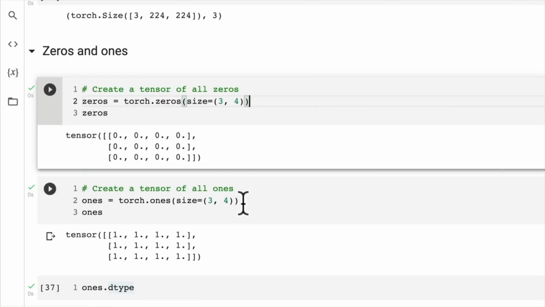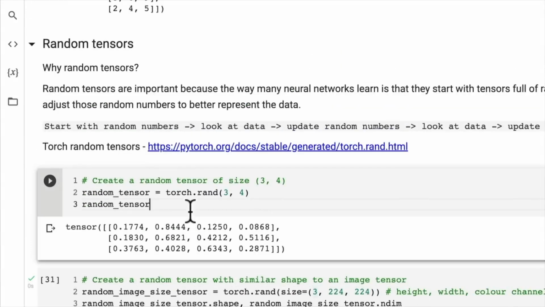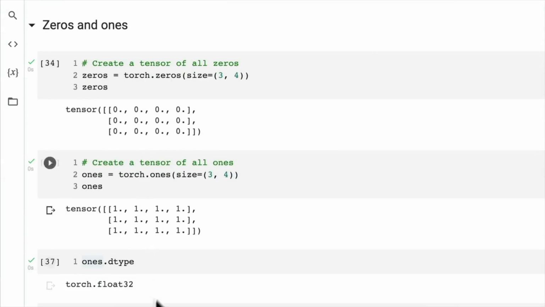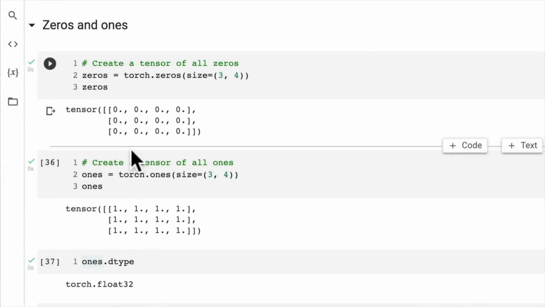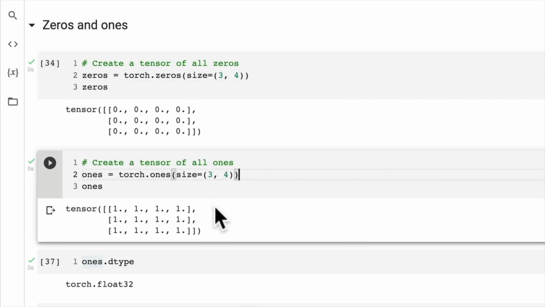There are lots of different methods to creating tensors, and truth be told, random is probably one of the most common, but you might see zeros and ones out in the field. So now we've covered that. Let's move on into the next video where we're going to create a range. So have a go at creating a tensor full of zeros in whatever size you want, and a tensor full of ones in whatever size you want, and I'll see you in the next video.